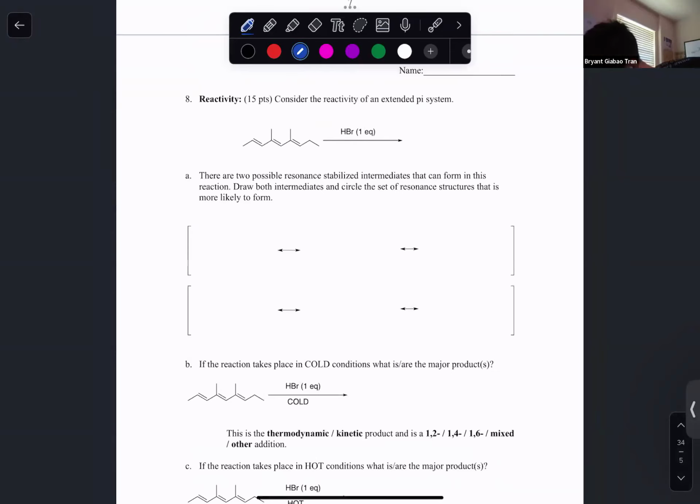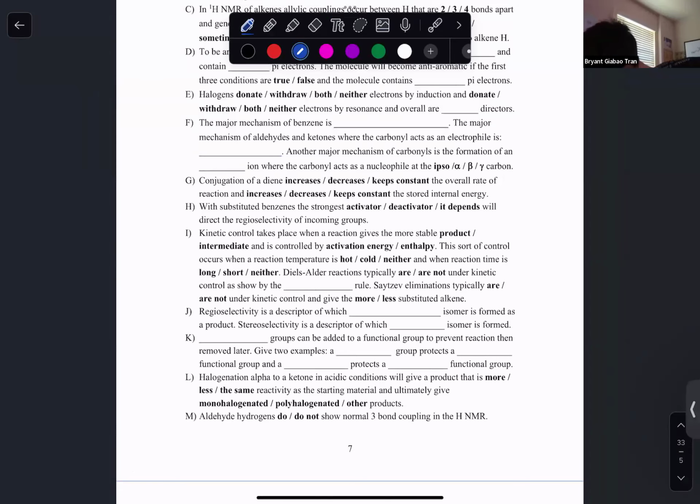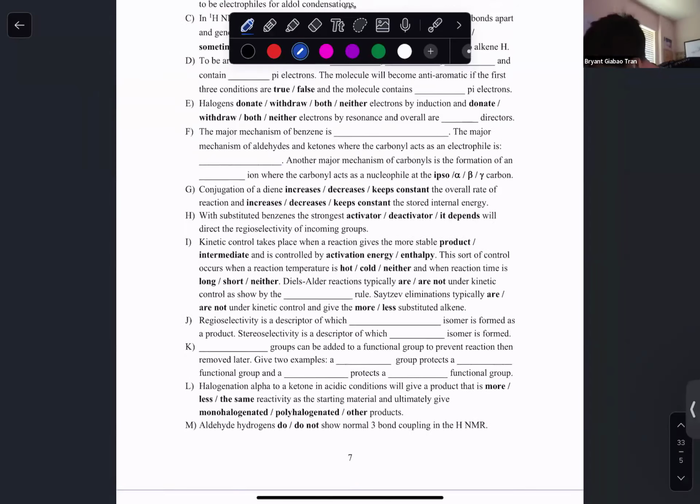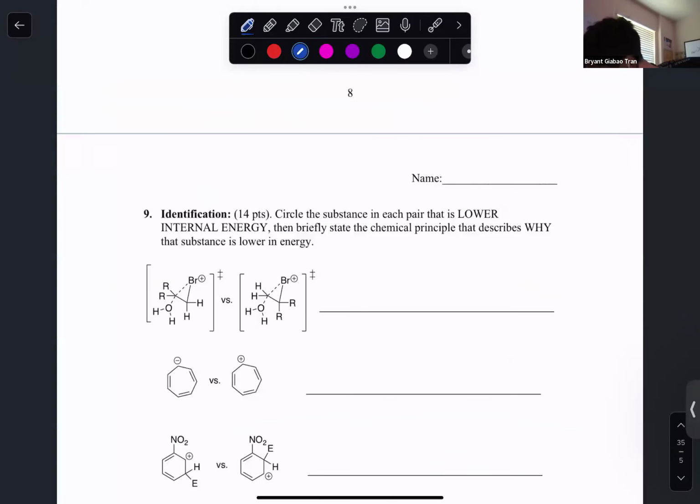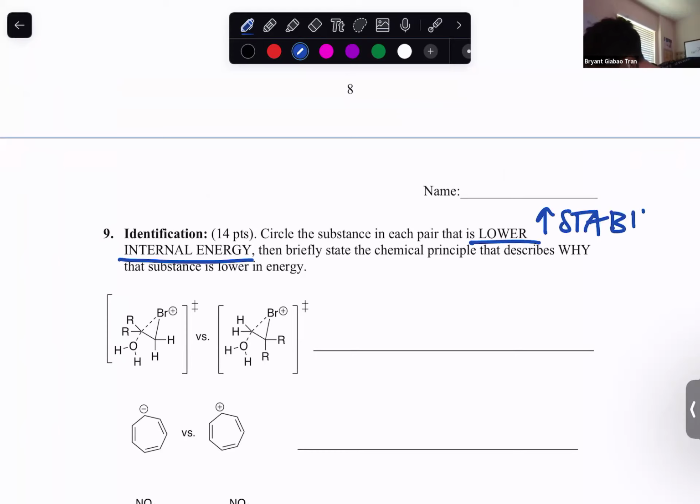Number 9, identification. Okay, circle the substance in each pair that is lower in internal energy, which means higher stability. If something has lower energy, it will have higher stability, and vice versa. If something has higher energy, it will have lower stability. They're inversely related. So she's asking you to find the more stable thing here. Then briefly state the chemical principle that describes why that substance is more stable or lower in energy.